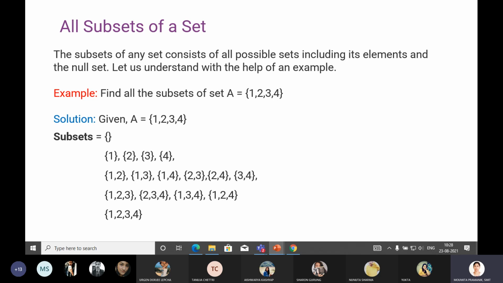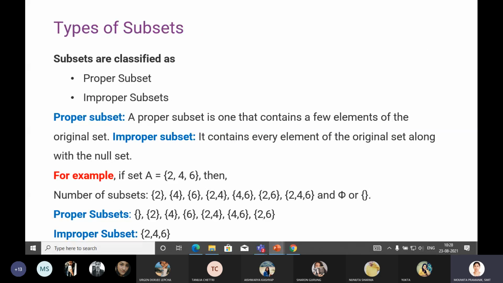Okay, so we have seen there are two types of subsets: the proper subset and the improper subset. What is called a proper subset? A proper subset is one that contains a few elements of the original set, not all the elements. Whereas the improper subset contains every element of the original set.